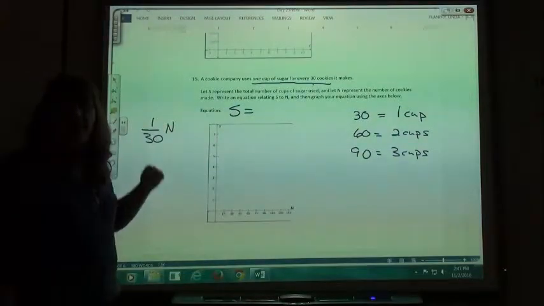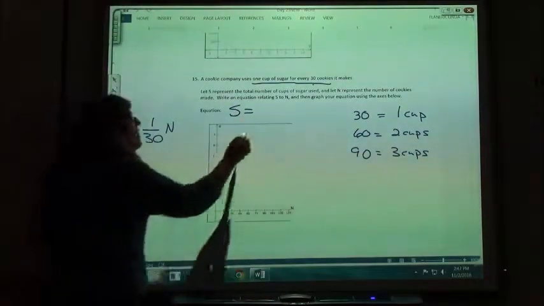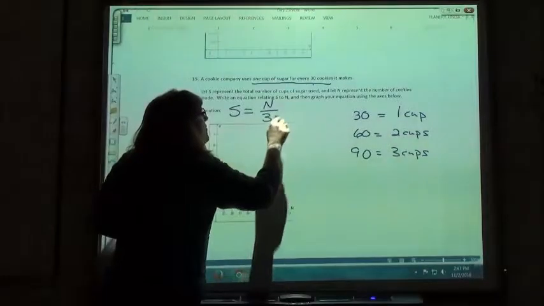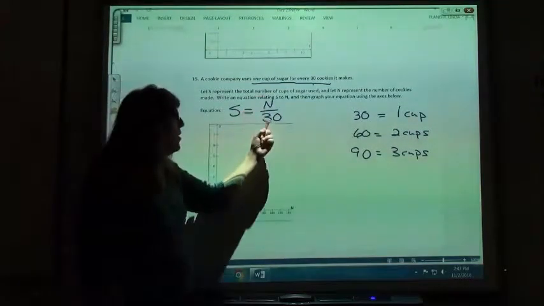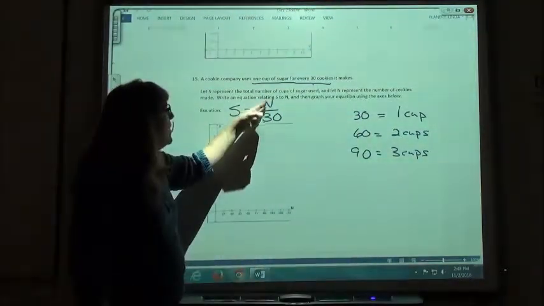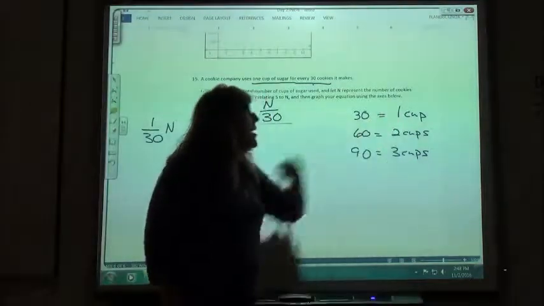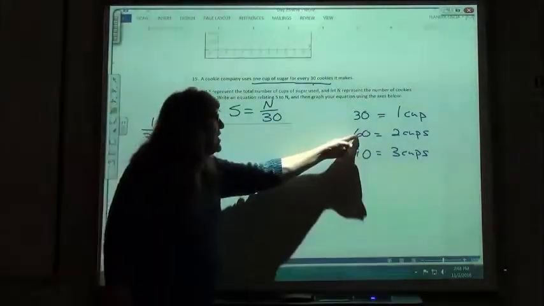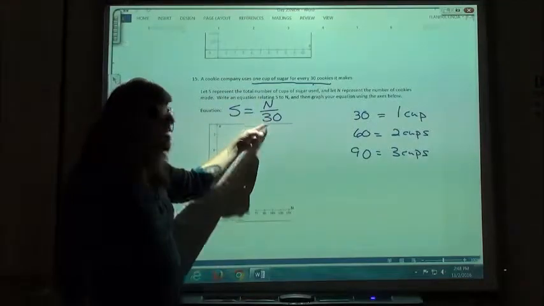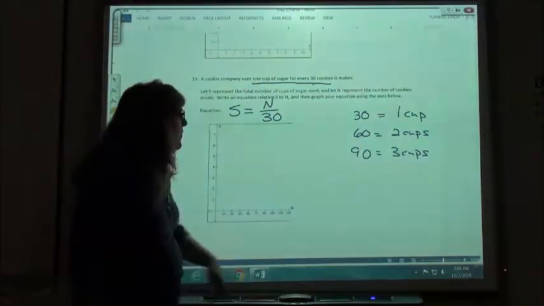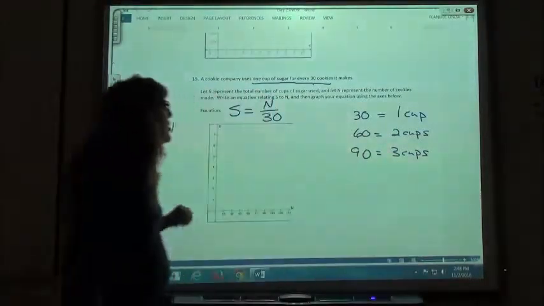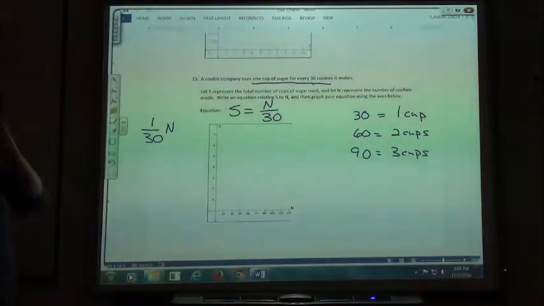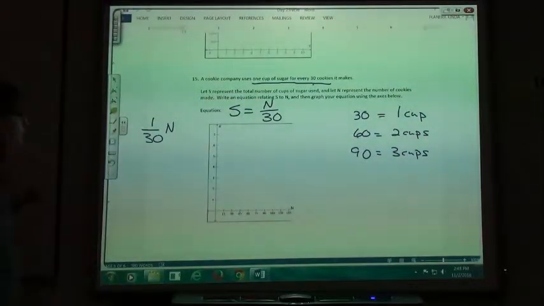If I rewrite that and simplify it, I'm just going to have the number of cookies divided by 30. So if it's 1 out of every, it means I'm going to have a division problem, right? 30 cookies, 30 divided by 30 gives me 1 cup of sugar. 60 cookies, 60 divided by 30 gives me 2 cups of sugar. 90 cookies, 90 divided by 30 gives me 3 cups of sugar. So 1 for every tells me it's going to be division.